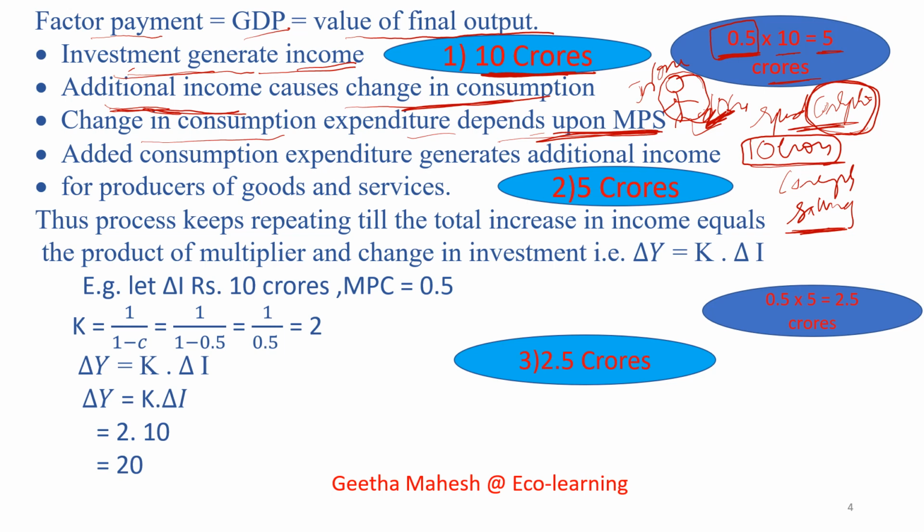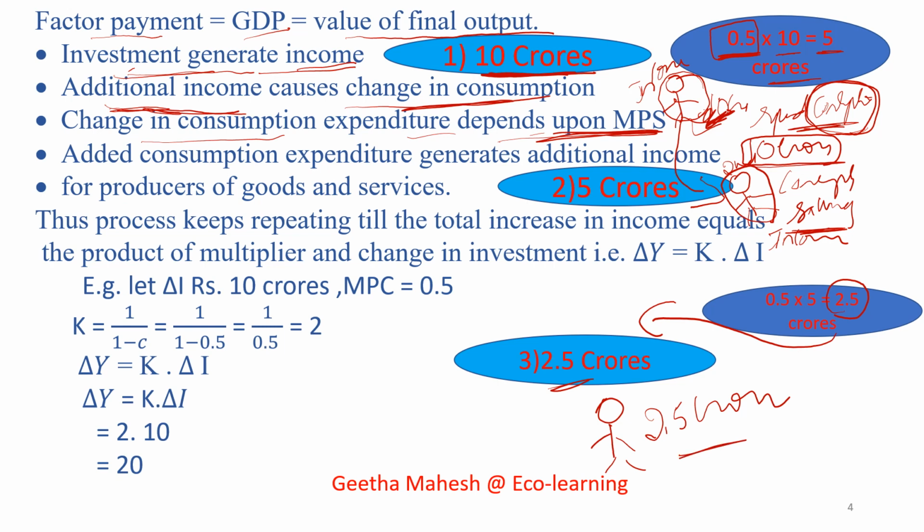When he spends, that means he is going to buy goods and services from a second person. Who is that second person? Here is the second person. So this person will spend 5 crores and thus the second person will get 5 crores as income. Now this person won't consume the entire 5 crores. So what will he do? Only 2.5 crores he will consume and the remaining he is going to save. When he spends, there is a third person from whom he is going to buy, and this third person is going to get 2.5 crores as his income.